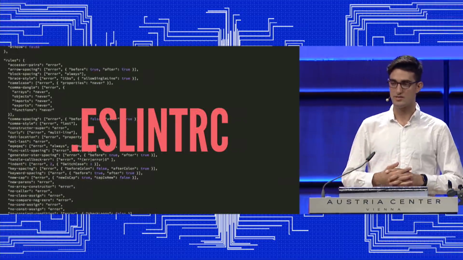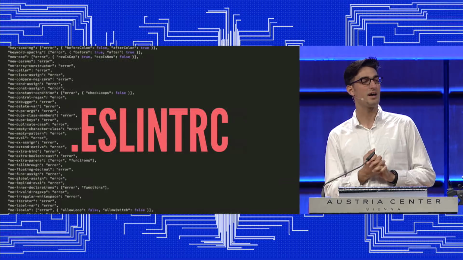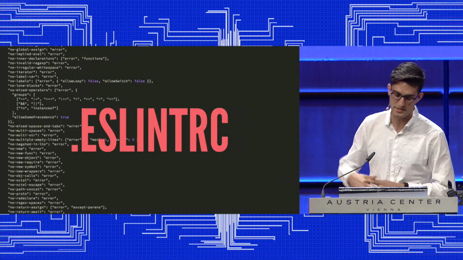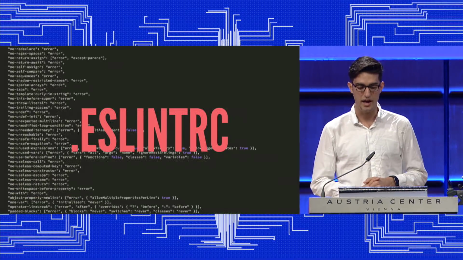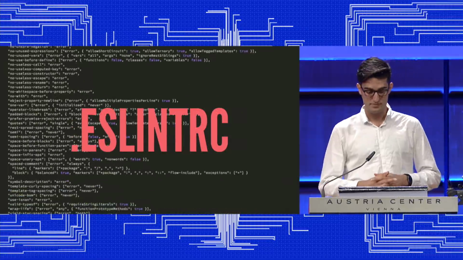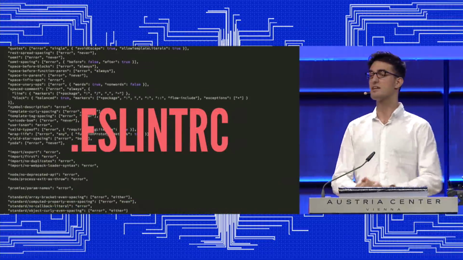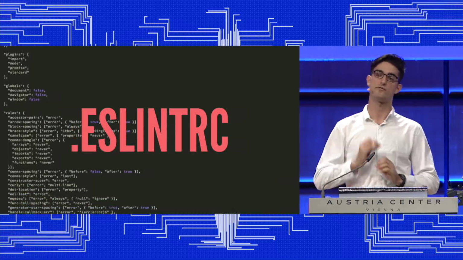Then you need to configure it. You create a file called .eslintrc, and these config files can be up to hundreds of lines long. This is actually the one that Standard uses here, and it's over 200 lines long. It's basically setting every single rule that you want to check for.